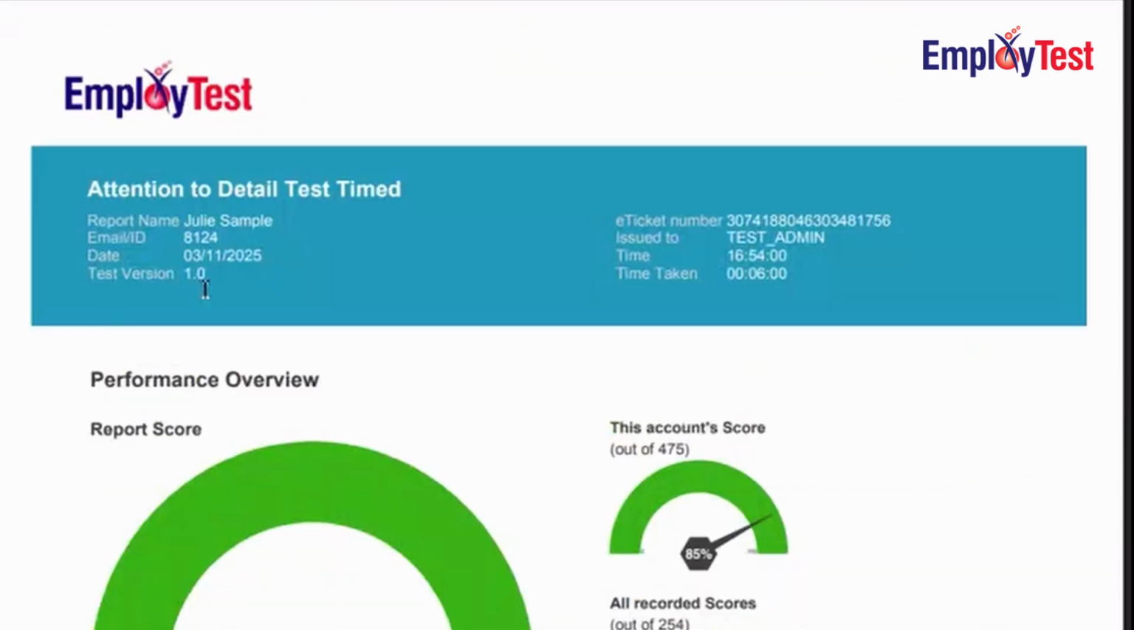If we look at another popular test, the attention to detail test, the top information is the same. This has several timed sections, 94% correct on this one too. A few of our tests have more information for this account's scores or all recorded scores. That helps you understand a little bit more about what the overall averages for these tests are.